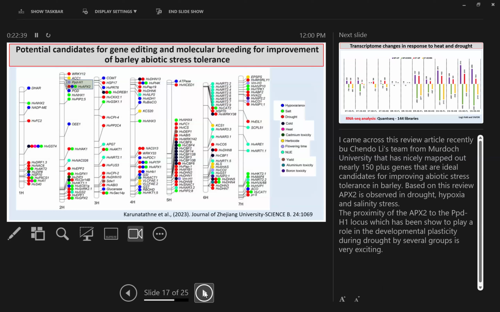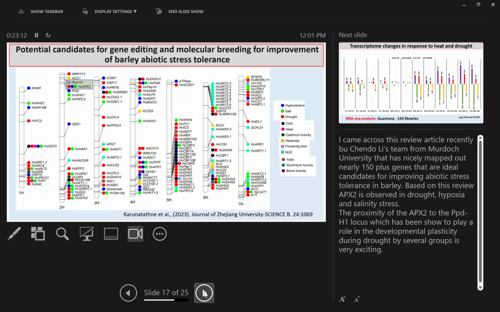So this is a review article I came across in a pretty unknown journal. This is Shendao Lee's group from Murdoch University. They put out this really nice paper on potential candidates for gene editing and molecular breeding for improving abiotic stress tolerance. And I just want to point your attention to chromosome 2 on the top. You can see that HvAPX2 is the same gene that we are talking about here. And they say that it is associated with drought and cold and salt stress.